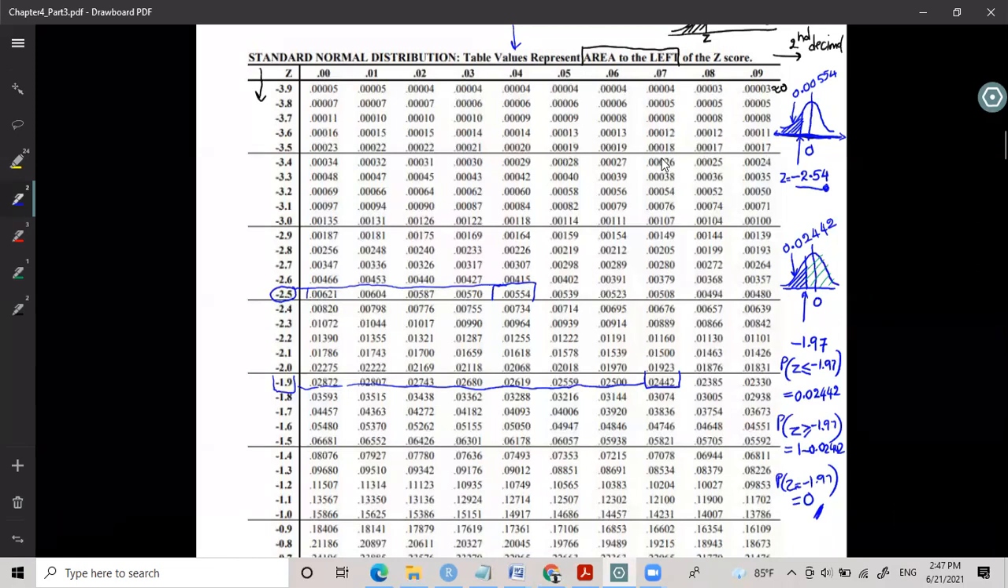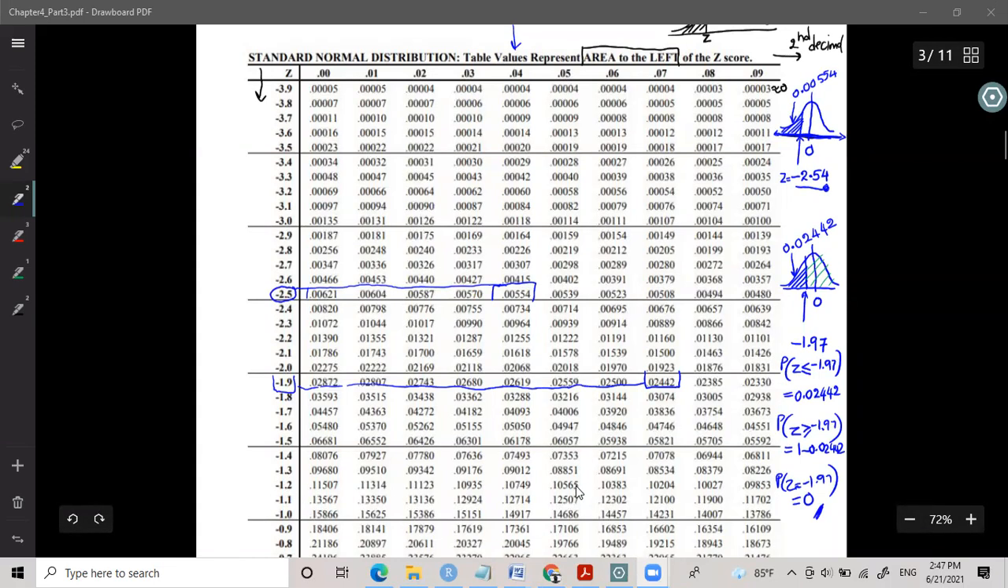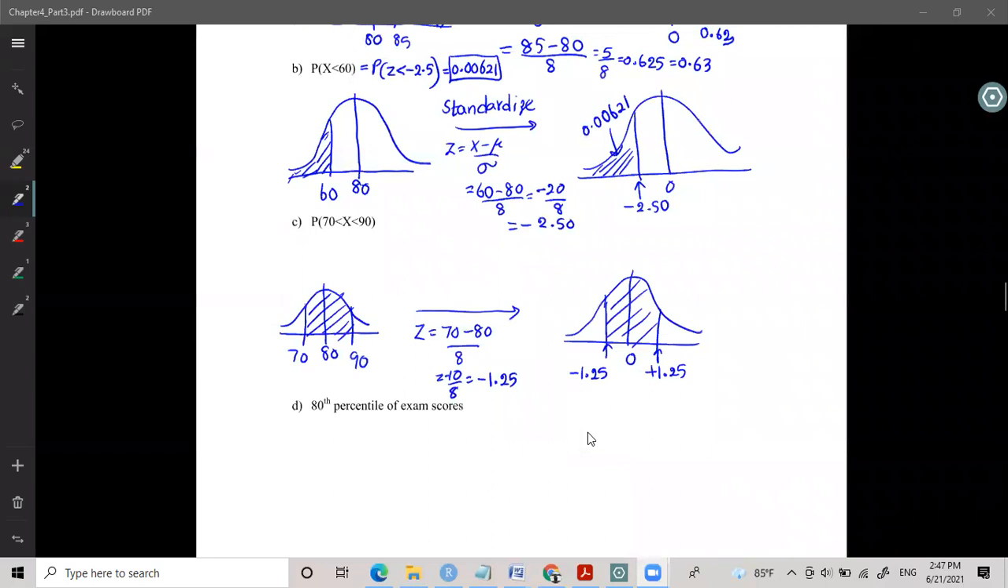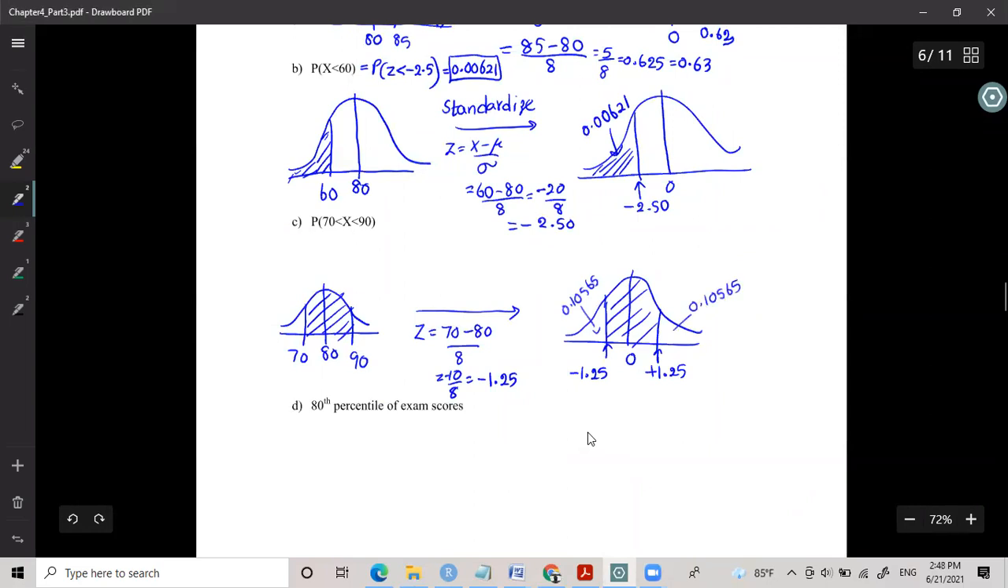I got the answer. Okay, let's see. 1.25 is, which means this tail is also 0.10565. So what is this area then? The colored area will be 1 minus 2 times 0.10565. So you subtract the unwanted tails, right? So can you find this answer? Or if you read up to 1.25 and subtract negative 1.25, again you will get the same answer.